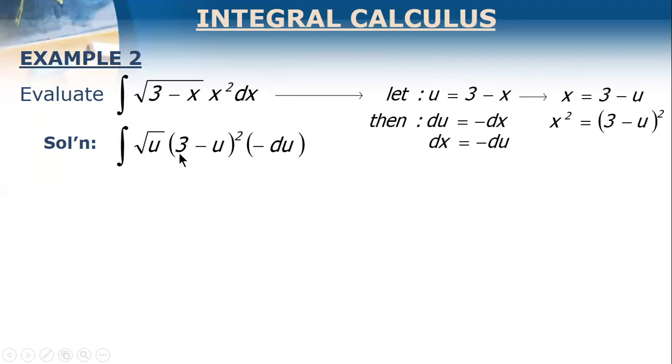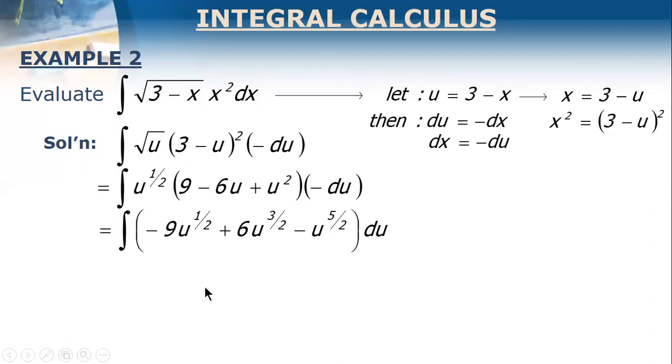And then expand this binomial. And then from integral form to exponential form, and then expansion, and then distribute u raised to 1 half, like this one. Of course, considering the negative. Negative times 9 times u raised to 1 half, u raised to 1 half times u. You just add exponents. 1 half plus 1, you have 3 halves. 1 half plus 2, you have 5 halves. And the signs are changed because of the negative sign. So from positive to negative, negative becomes positive. Positive becomes negative.